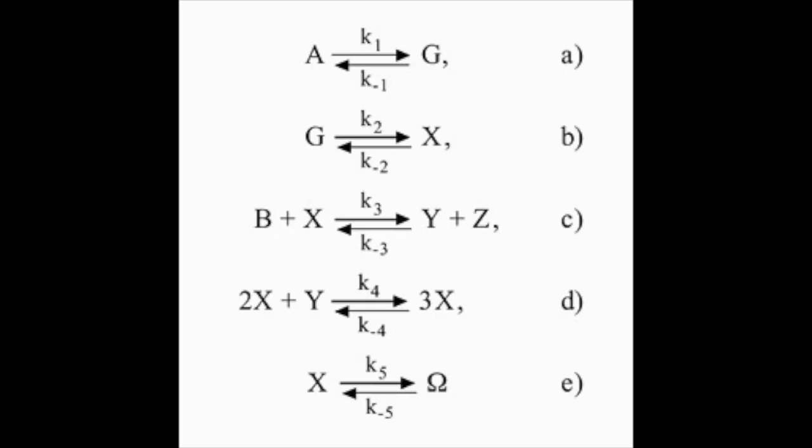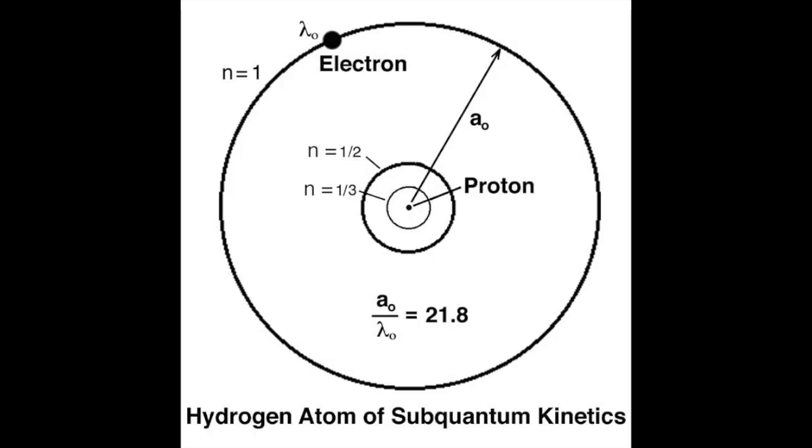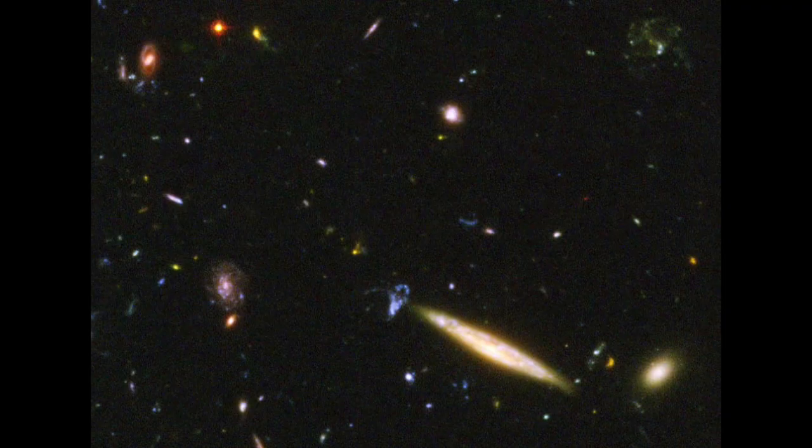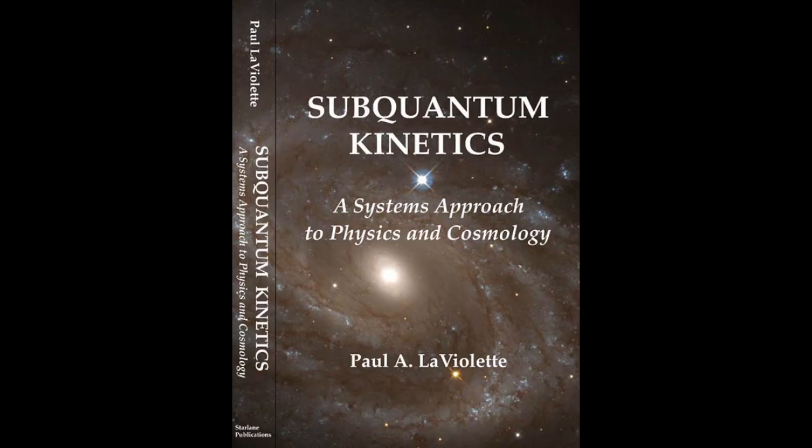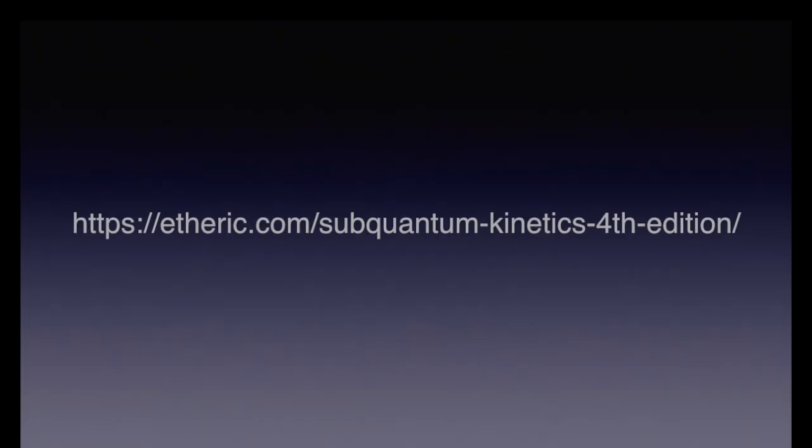The advantages of Model G in accounting for physical phenomena ranging from the microphysical to the astronomical and cosmological levels are presented in the ebook Subquantum Kinetics by Paul Laviolette, PhD, which may be purchased at this location.